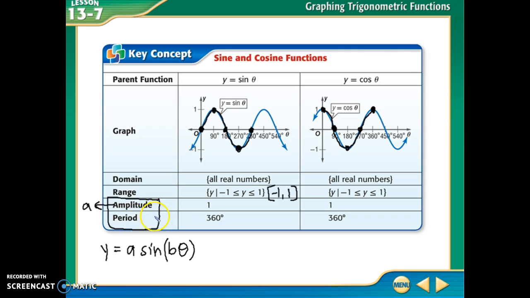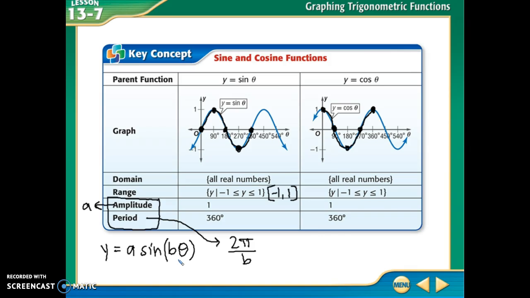And our period, we have a little formula, 2 pi over b. And the b is the one that's on the inside with theta. Now we're basically saying 2 pi, remember 2 pi radians is the same as 360 degrees. So we're taking the 360 degrees and dividing it by b. That b is telling us how much of a normal cycle it gets in that 360 degree period of our parent function.